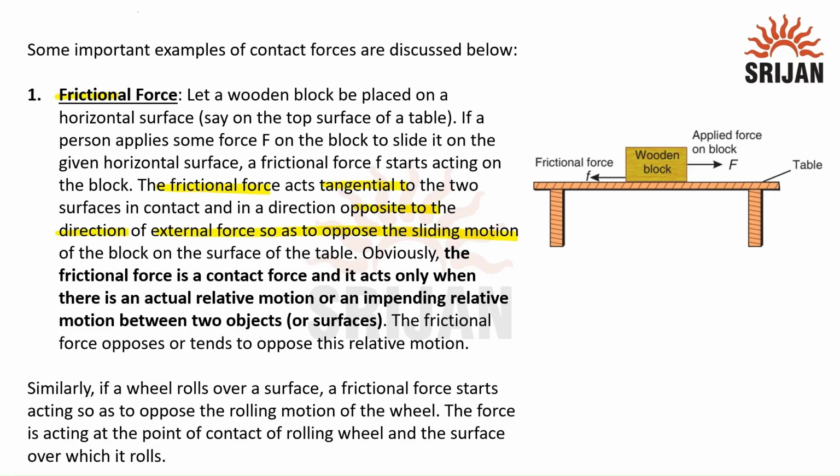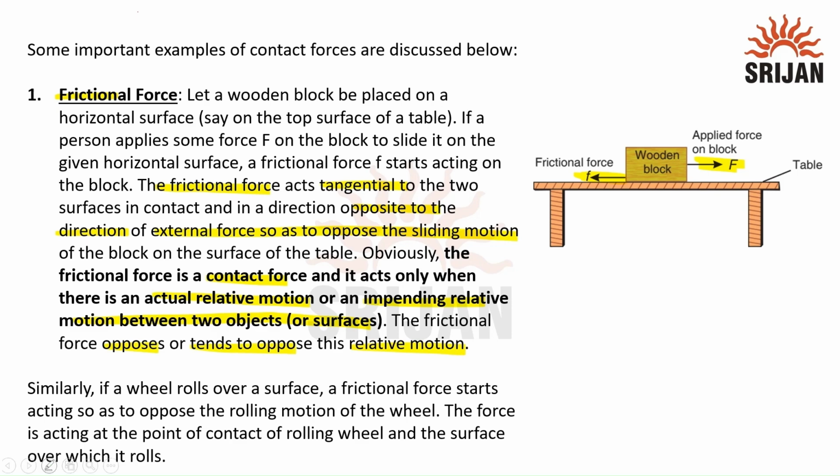In this example, you can see force is being applied in the rightward direction and a frictional force is opposing the motion of that object which is caused by that external force. The frictional force is a contact force and it acts only when there is an actual relative motion or an impending motion between the two objects or surfaces. Frictional force opposes or tends to oppose this relative motion.